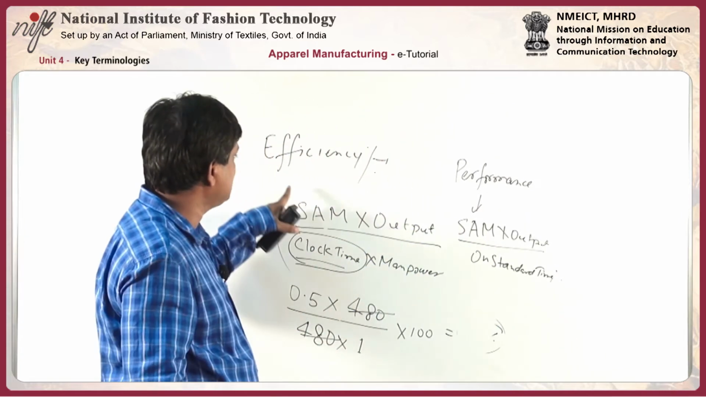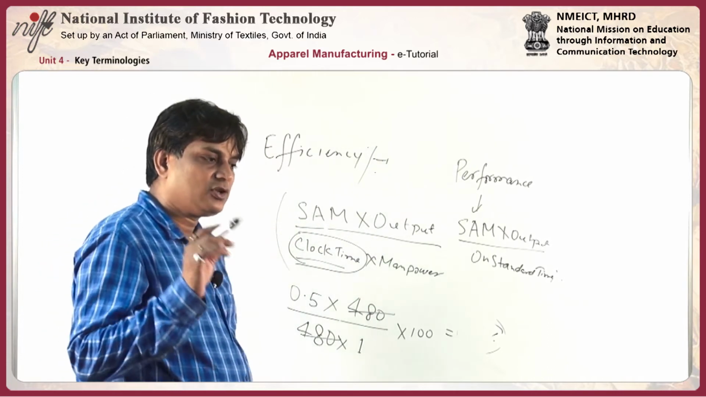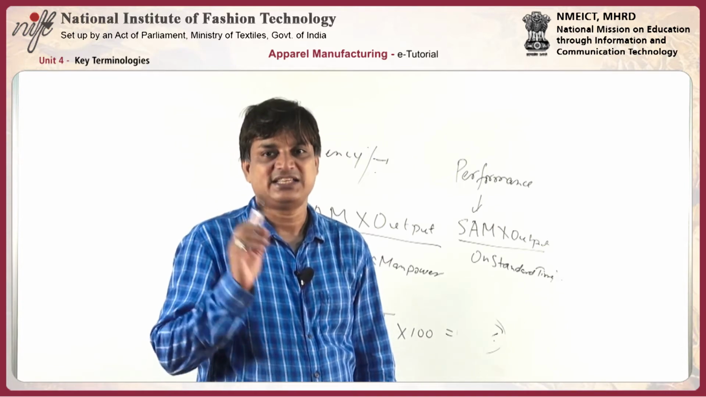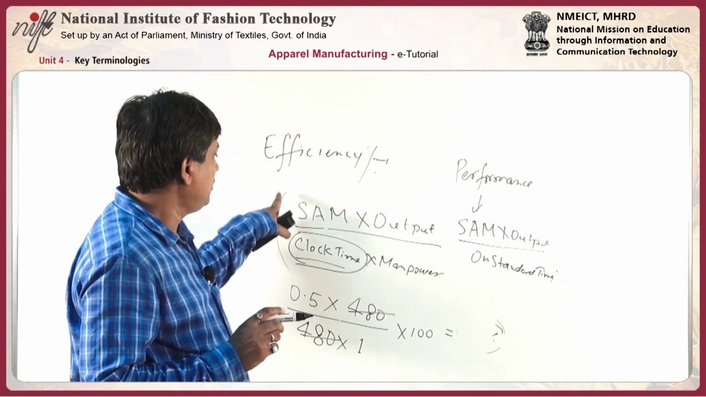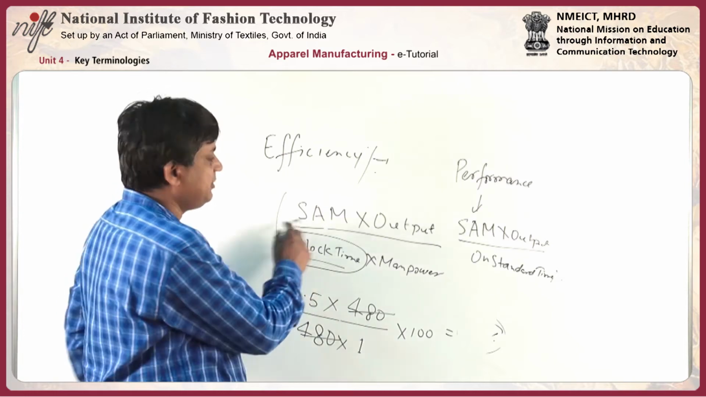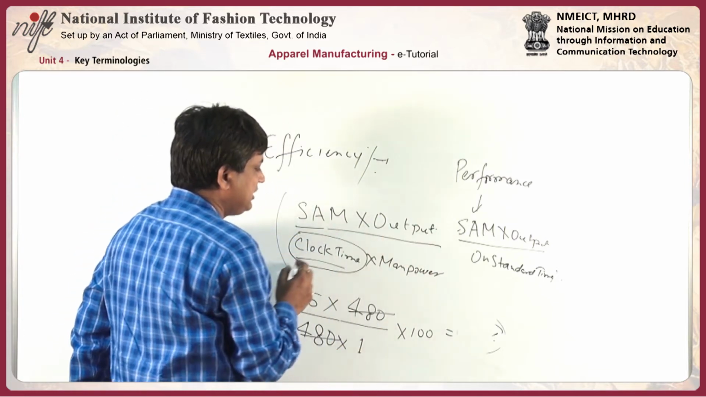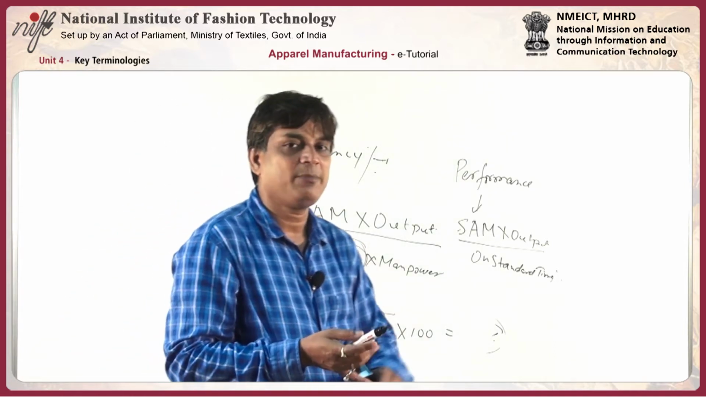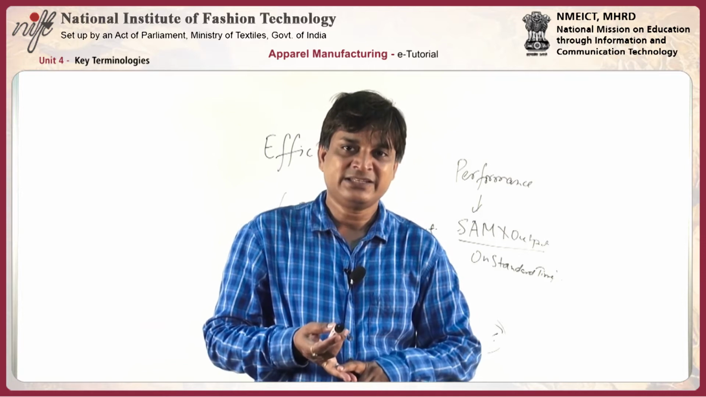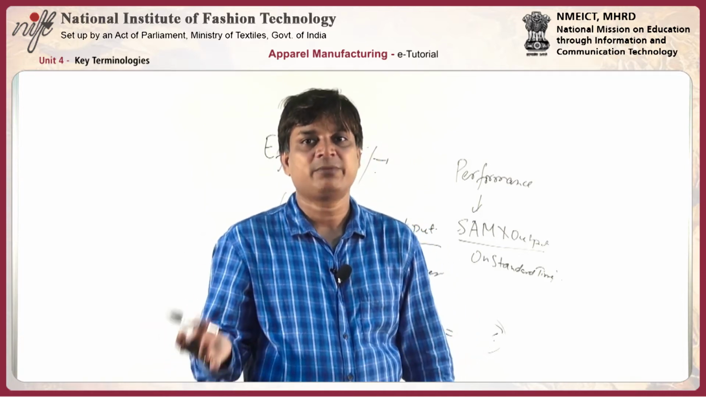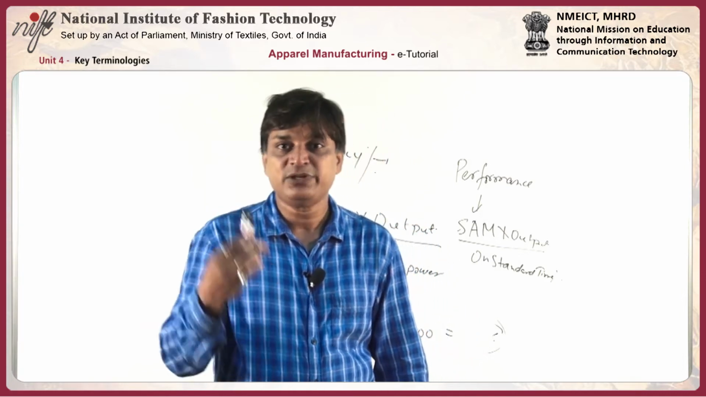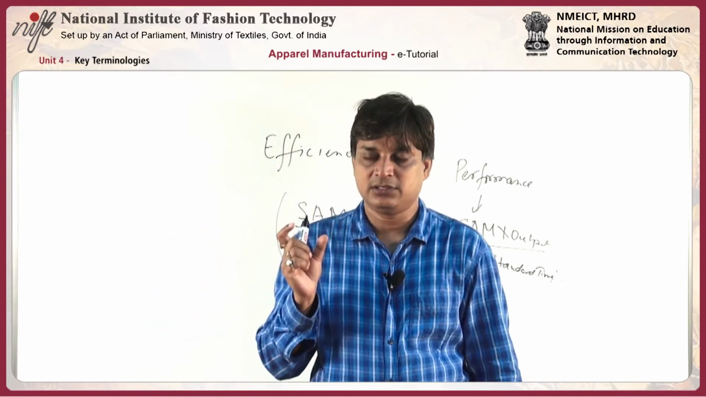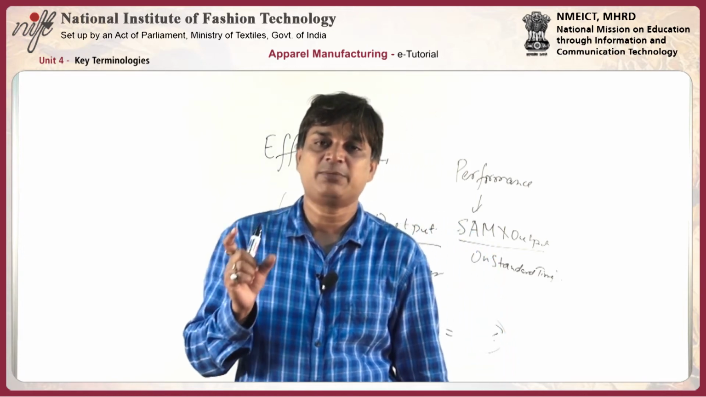And efficiency formula is basically, once we talk about the efficiency, mainly we are calculating the efficiency for groups or sections. In group or section, what happens? We are talking about the SAM into output. These are common in both. And then we are talking about the clock time. Clock time is inclusive of on standard time and off standard time. Off standard time is the unproductive time, where basically the breaks or some management issues mean the work has not happened during that particular time.